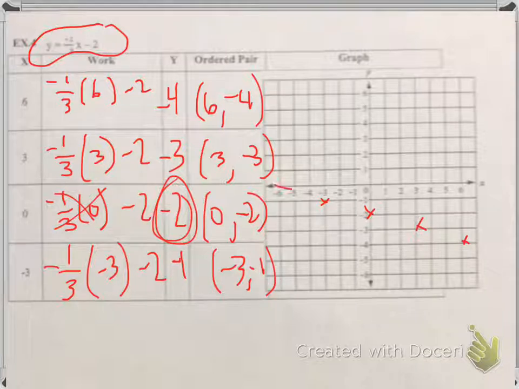This graph is linear. My graph goes through those ordered pairs. And that is the end of this note-taking guide.